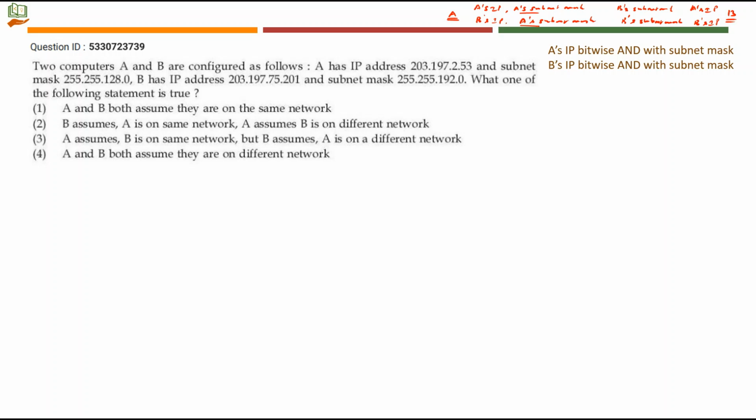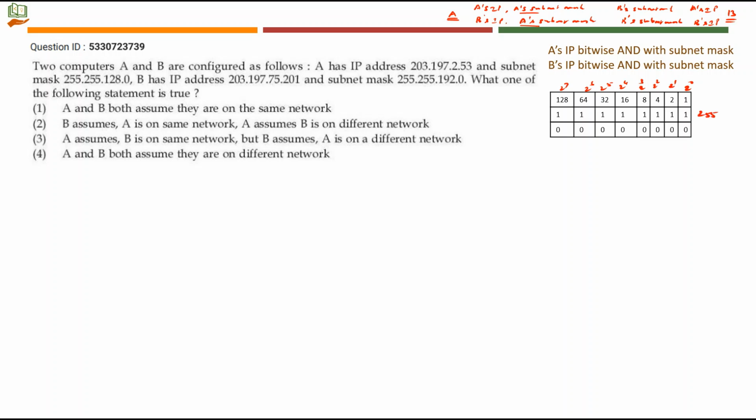The value of an IP address is in decimal dotted notation. So we will just go with 2 power 0, 2 power 1, 2 power 2, 2 power 3, 2 power 4, 2 power 5, 2 power 6 and 2 power 7. When all the bits are set to 1, the value is 255. When all the bits are set to 0, the value is 0. So let's take A's IP first. It is 203.197.2.53, and the subnet mask of A is 255.255.128.0.